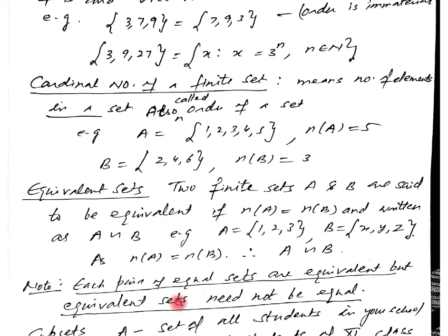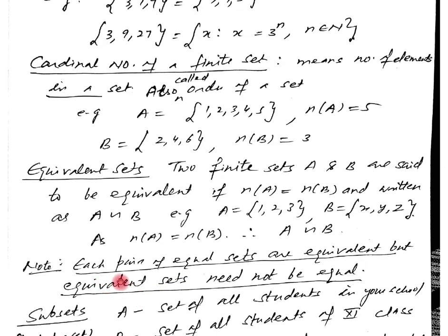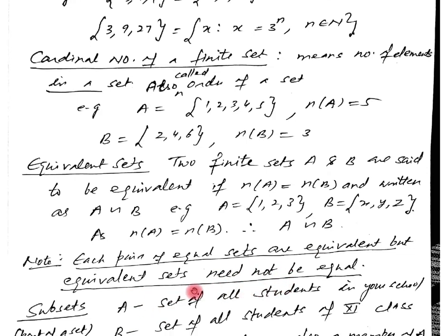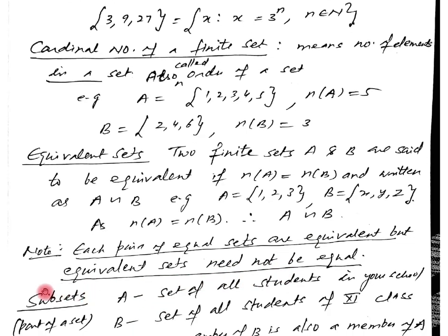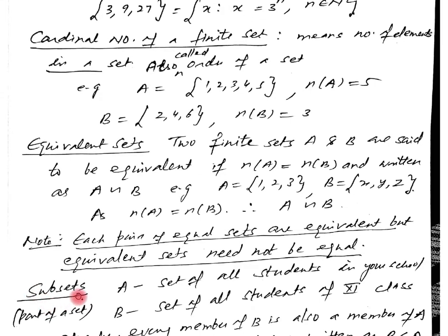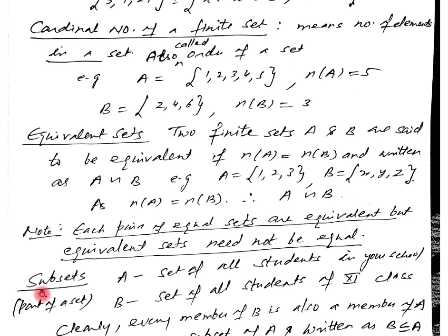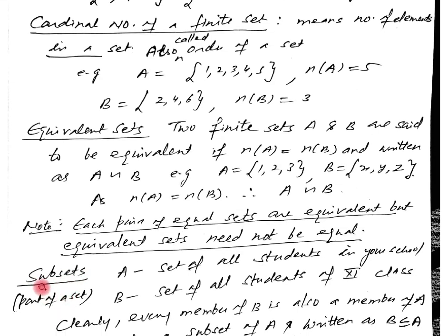Then a special notice here: each pair of equal sets is equivalent, but equivalent sets need not be equal. Now the next definition is the subset. It is one of the important definitions in sets. The word is subset. Sub means part of a set, as the name is clear: subset.